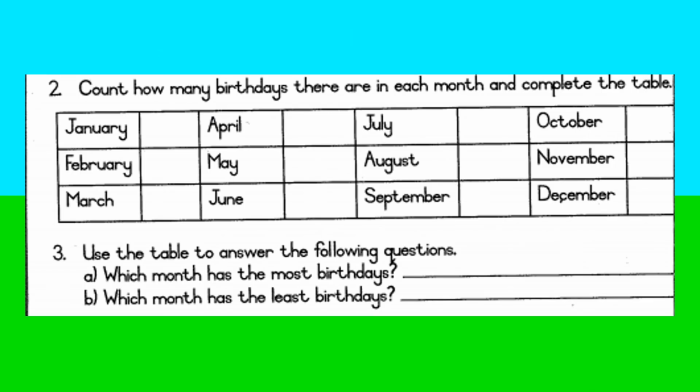Then at number 2 they ask us to count how many birthdays there are in each month and complete the table. So how many birthdays are there in January? How many birthdays in February, March, April, and so on. Then use the table to answer the following questions. Which month has the most birthdays? And which month has the least birthdays?